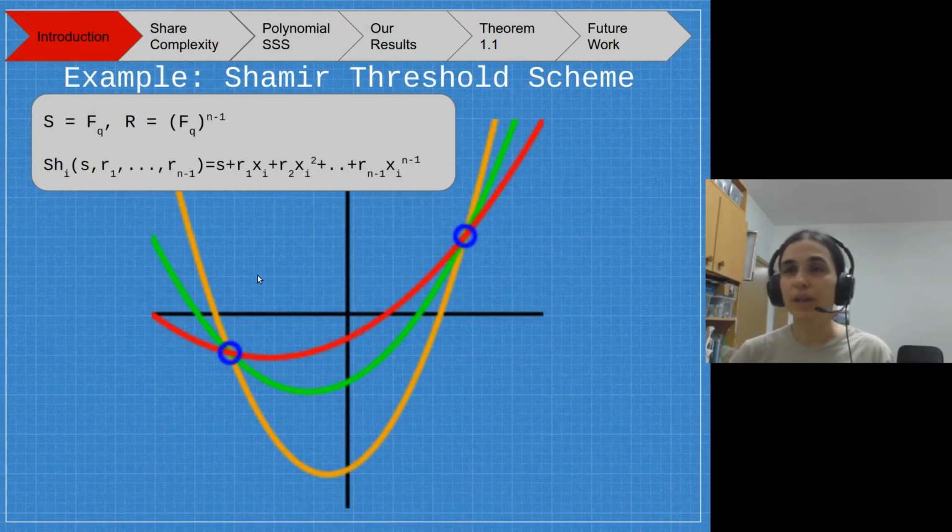So, for example, in Shamir's scheme, the secrets come from a finite field, some F_q, and the randomness domain is a set of vectors of length n minus 1, and each party gets an evaluation of a polynomial at a certain point associated with it, and the polynomial has S as its free coefficient, and the randomness vector as the rest of its coefficients. It's a degree n minus 1 polynomial.